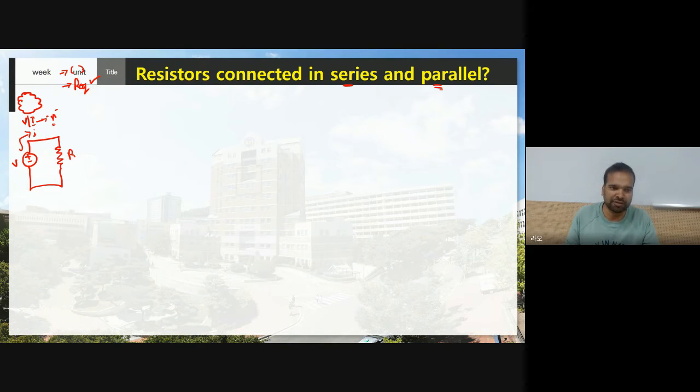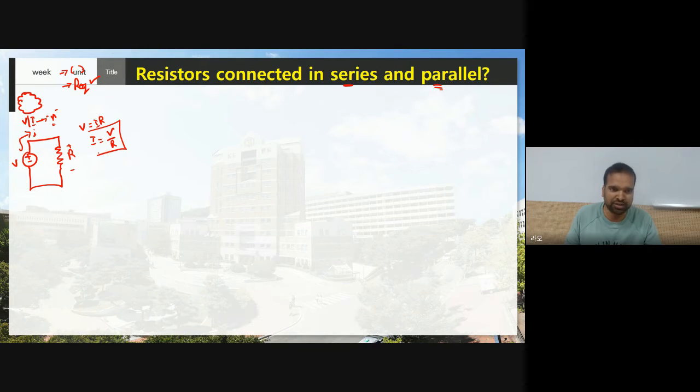Then what is the use of resistance? Resistance will resist the flow of electrons. As per Ohm's law, V equal to IR. If you want to find the voltage drop across the resistor, you can use V equal to IR, where I is the current flowing through the resistor and R is the resistance value. If you want to find current, I equal to V by R.